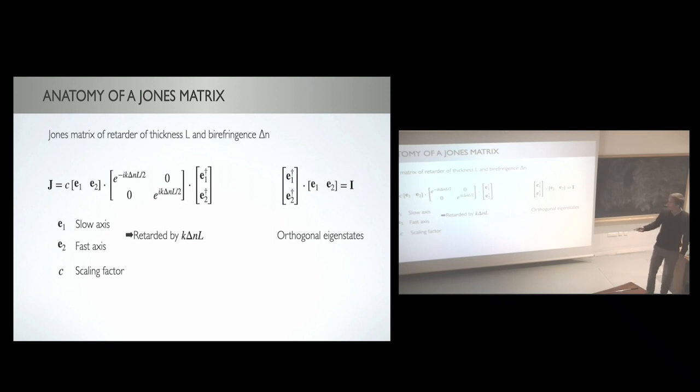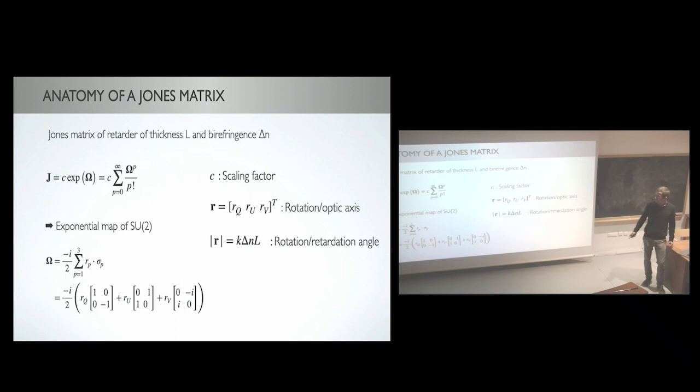So again, what the Jones matrix, or a retarding Jones matrix here, defines is two polarization states that are orthogonal to each other, where one has a positive and the other a negative delay. So they have a relative retardance, in the case of a layer of thickness L and birefringence delta n, of k delta n times L. The Jones matrix can be overall scaled with a complex parameter that's irrelevant. Now, okay, so that's the intuition.